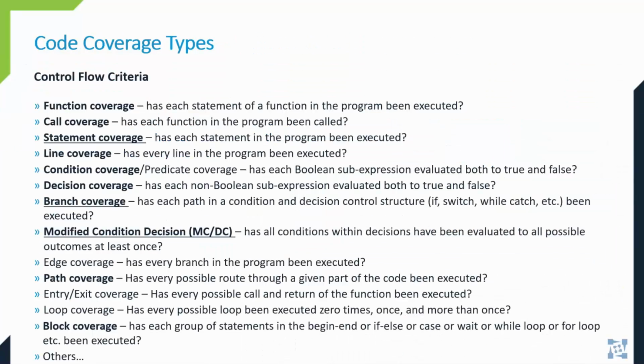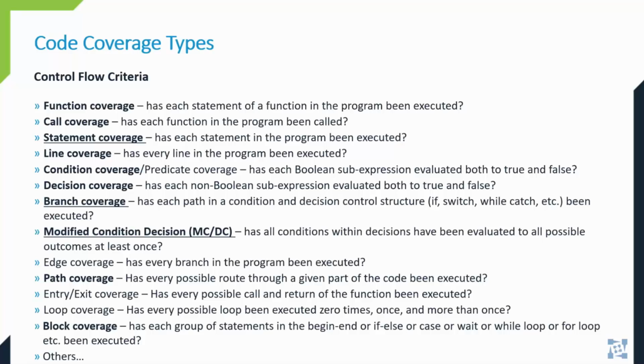To quickly reiterate how coverage happens, as the application executes due to test cases, the instrumentation can be set up to evaluate various control flow criteria. At the top, we have function coverage. It answers the question, has each function or unit in the program been executed? The next type, call coverage, determines if each function call in a program has been made. Function and call coverage may sound similar, but they do different things.